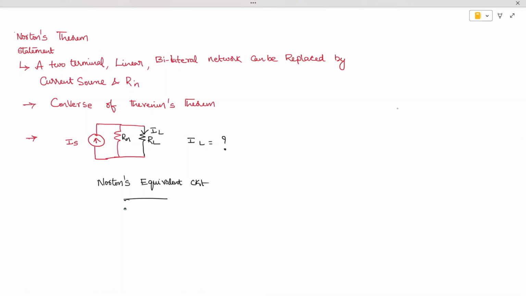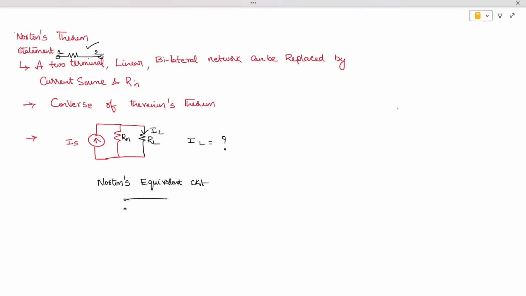Today we are going to learn some basics on Norton's theorem. So what is the statement of Norton's theorem? Any two terminal network. Two terminal means it is a resistive network. This is terminal 1, this is terminal 2.